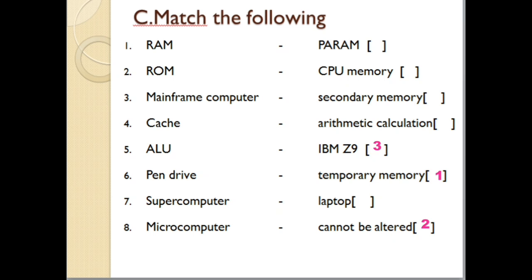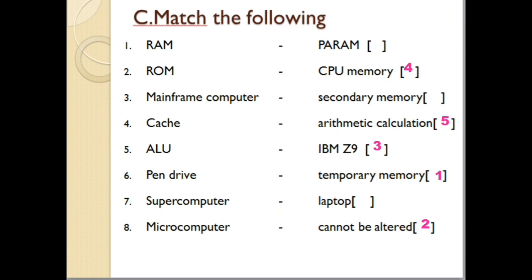The next one is cache. Cache is what? CPU memory. In a CPU, cache is one of the memories. It is a high-speed memory. The next one is ALU. ALU means arithmetic and logic unit. It will do the arithmetic calculations. The answer is arithmetic calculation.